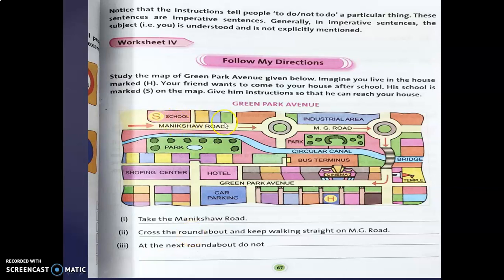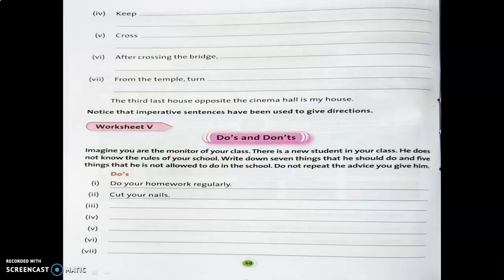So you have to tell him how he has to go this way, where he has to turn. Like this, he will reach your home. So let's see first what you have to say. Here examples are given. Take the Maniksha road. This is the Maniksha road. Cross the roundabout and keep walking straight. This is the roundabout. Cross the roundabout and keep walking straight on MG road. This is the MG road. At the next roundabout, do not go straight. You will not go straight from this. You will turn right.